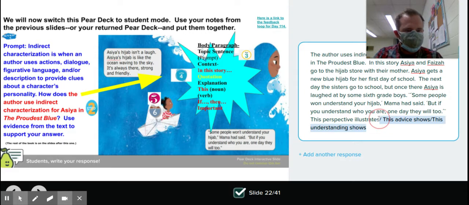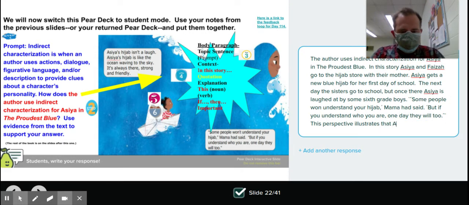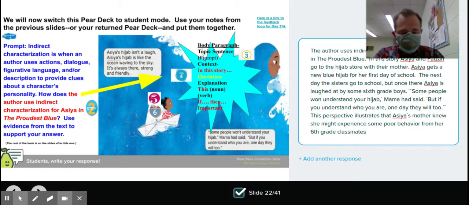Oh, I like perspective. All right, and what does it illustrate? That Asiya's mother knew she might experience some ignorance. She might experience some poor behavior from her 6th grade classmates, right? And indeed, right? They laughed at her. It was awful, right?